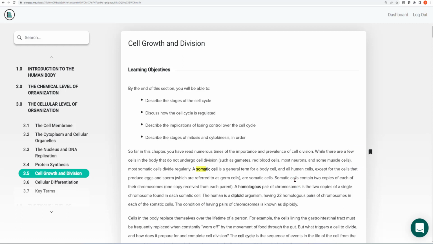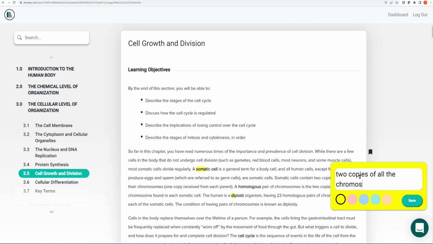Somatic cells, all the cells in your body, have 2 copies of all of the chromosomes. We say that these chromosomes are homologous, right? Homo, they're the same. And because each of our cells has 2 copies of these chromosomes, we say that these somatic cells are diploid. Di meaning 2. So a diploid cell has 2 copies of all the chromosomes, right?